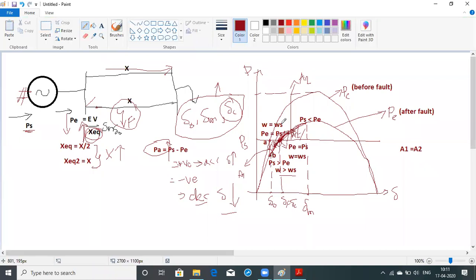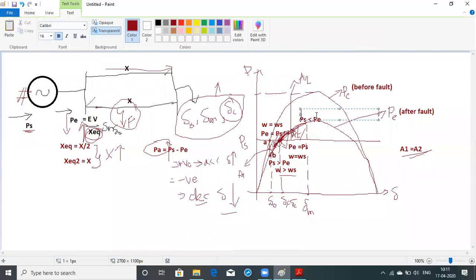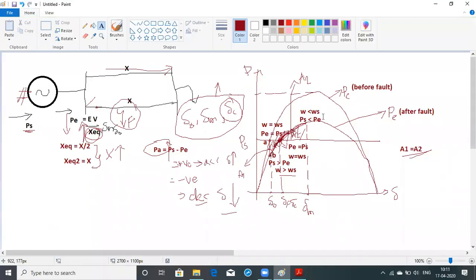This is one example of how we use the graphical method to say whether the system is stable or not. So when PS is greater than PE, the speed will be less than omega s, right? Because when PS is less than PE, or when PE is greater than PS, omega will be less than omega s, which indicates deceleration. The speed will decrease.